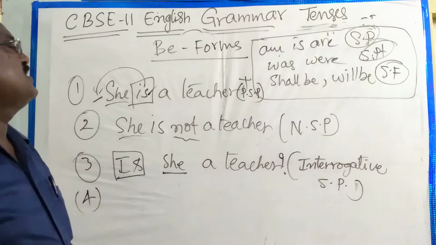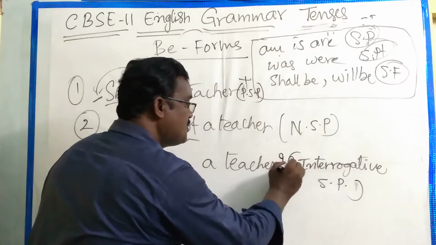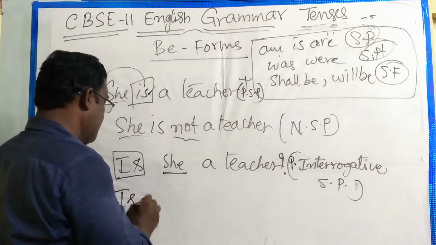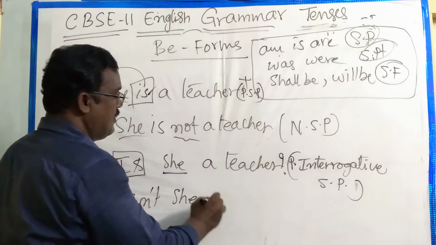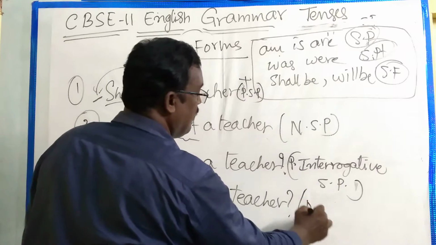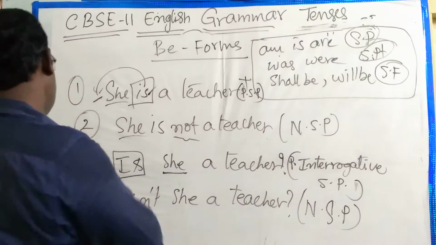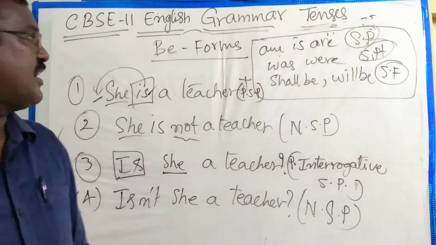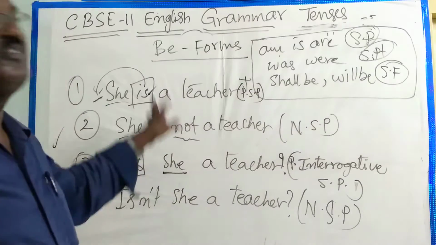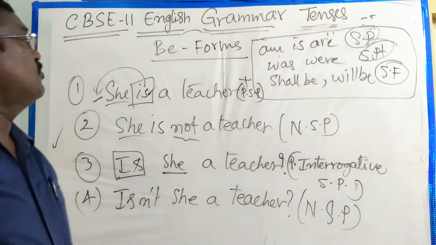So how to form the negative interrogative sentence? This is the positive interrogative sentence. Now, isn't she a teacher? This is called negative interrogative simple present tense. Now, four sentences we got in simple present tense. From sentence one only, we wrote four ways. In the same way, in past tense also we can write four ways.